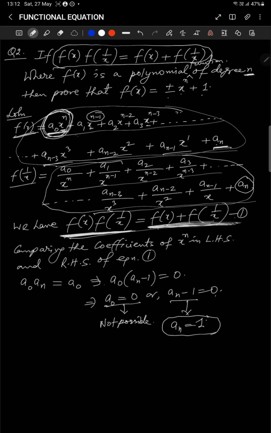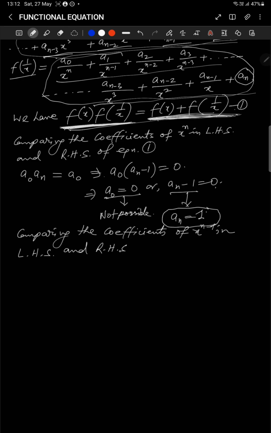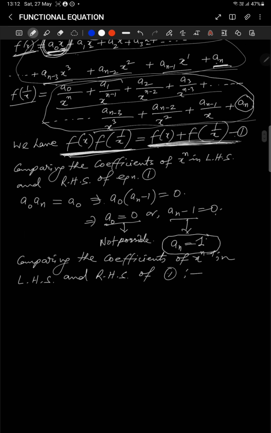Now in the same manner let us compare the coefficient of x to the power n minus 1. So again writing, comparing the coefficients of x to the power n minus 1 in LHS and RHS of 1, we get what?